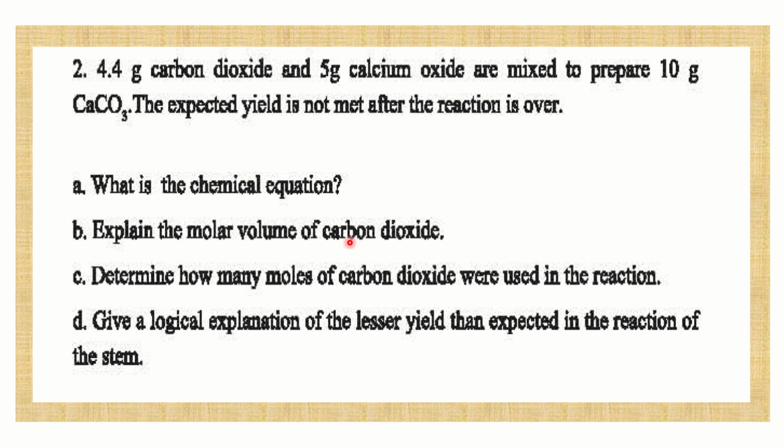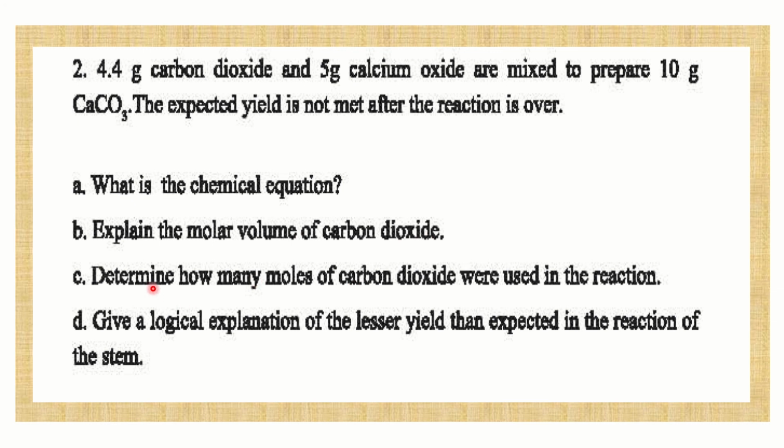We know the volume of 1 mole of a component is called its molar volume, and 1 mole of a component is the molecular mass amount of that component. The molecular mass of carbon dioxide is 44. So the volume of 44 gram carbon dioxide is 22.4 liter, because the molar volume of any component at STP is 22.4 liter. So the molar volume of carbon dioxide is 22.4 liter.